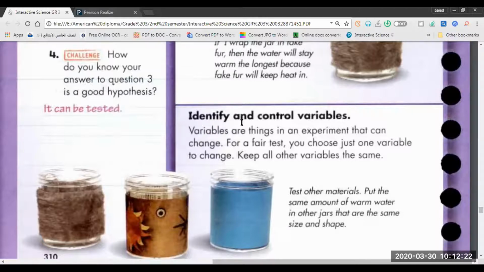Here you want to check the ability of the fur, whether the fur can keep the water warm longest or not. So you will wrap just one of these jars with the fur, one of them only, and keep everything the same in all jars. Fine.